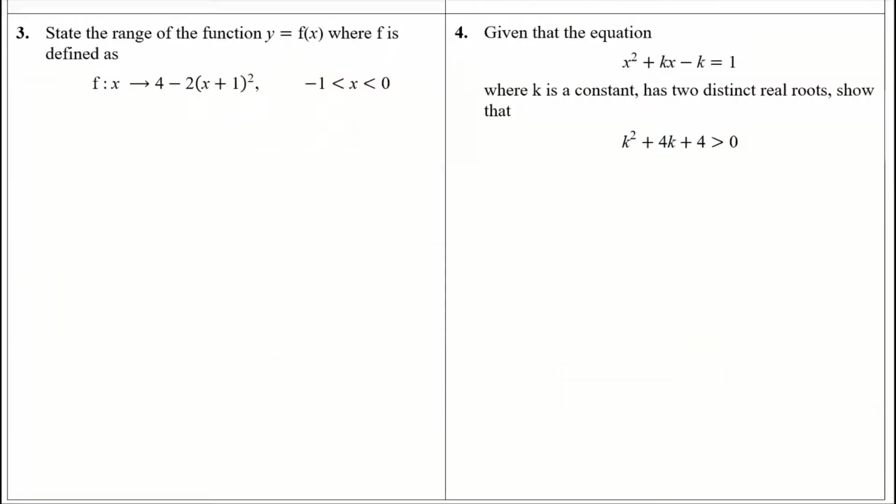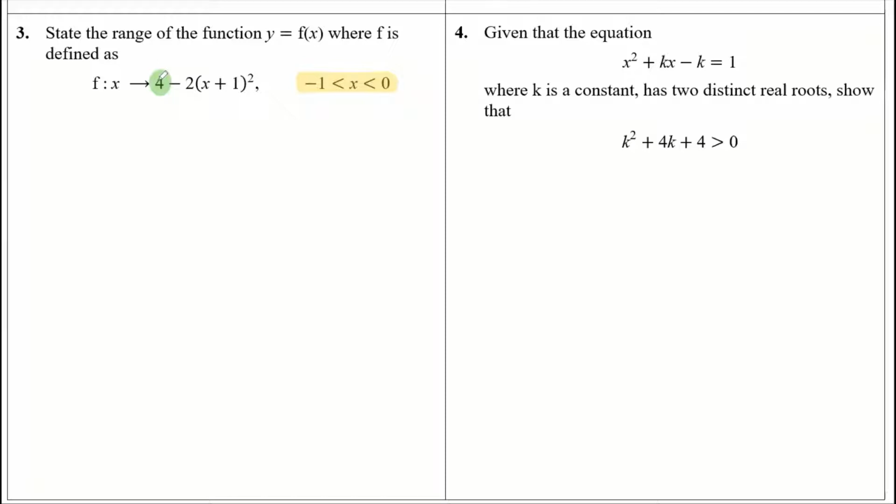Now for question 3, again, the domain is going to play an important role here. We notice that f of x is defined as a quadratic. It's in completed square form, but we have this domain between -1 and 0, not including -1 or 0. So a good idea, again, would be to sketch this. If this was just all real numbers, the maximum value would occur when we have a 4 there, because you're subtracting square numbers, and they're always positive.